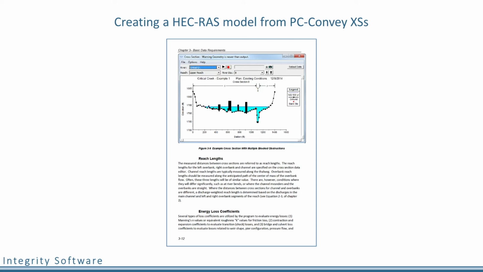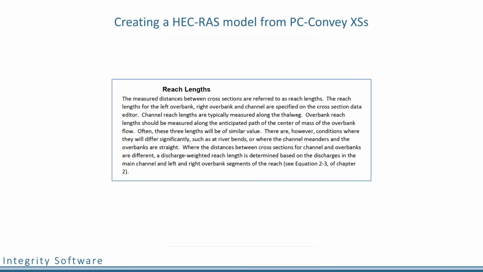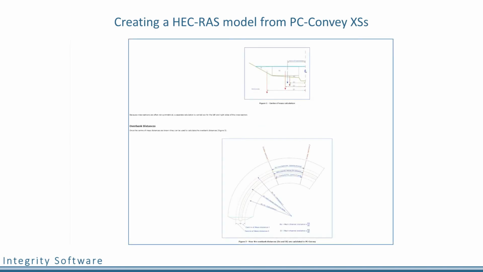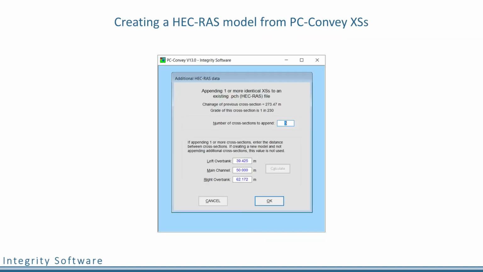The HEC-RAS reference manual on page 312 states that the overbank reach lengths should be measured along the anticipated path of the centre of mass. In PC-Convey's help, the page titled Overbank Distances on Bends explains in detail how PC-Convey calculates these distances. This reach is 250 metres long also, so the number of cross-sections to append is correct.